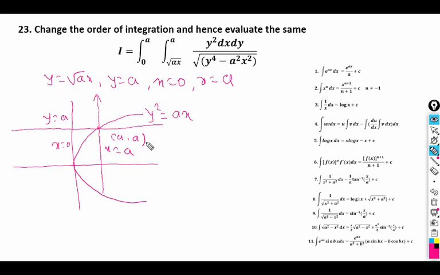Now the region is bounded by x equal to a, so obviously the correct region is this one. This is the region of integration. In this region, the original y has the variable limit. We have to make x the variable, so we'll take a horizontal strip here.